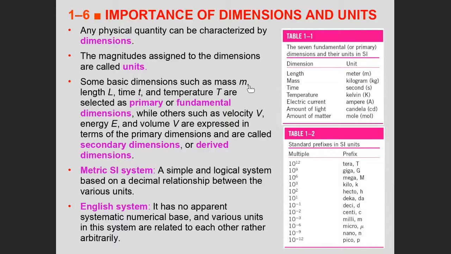There are basic dimensions like mass, length, time. We abbreviate them by what? M, L, and T. Temperature, capital T. These we call primary or fundamental dimensions. Others like velocity, energy, volume are expressed in terms of primary dimensions and are called what? Secondary dimensions or derived dimensions, because velocity, energy, or volume comes as a result of a physical phenomenon. It's not something constant. Now we know metric and we know English systems, gentlemen.